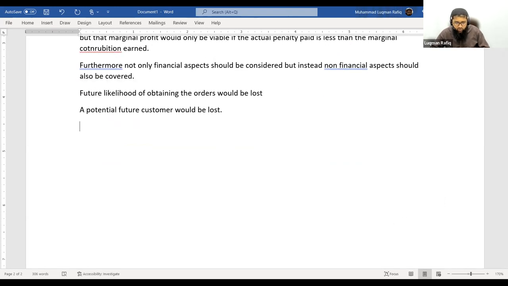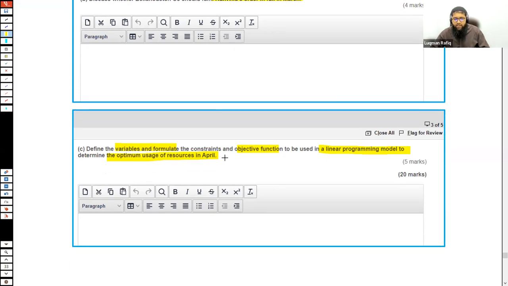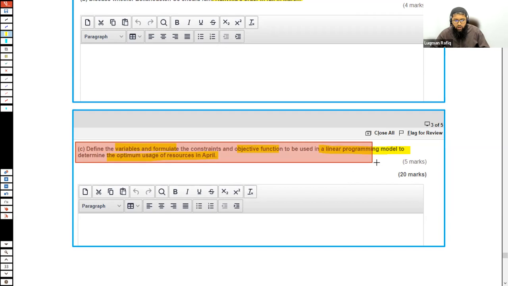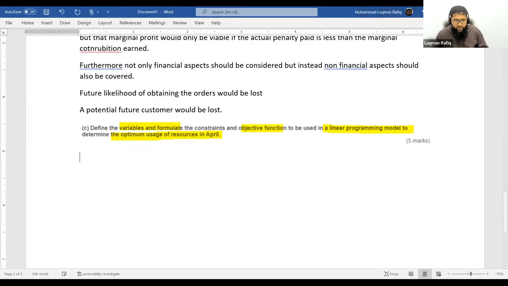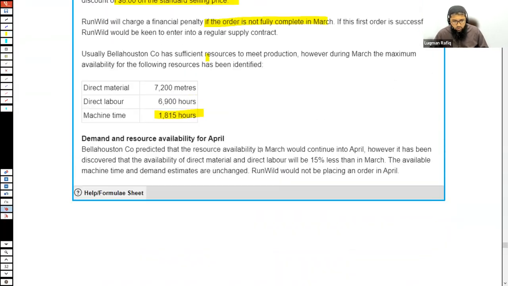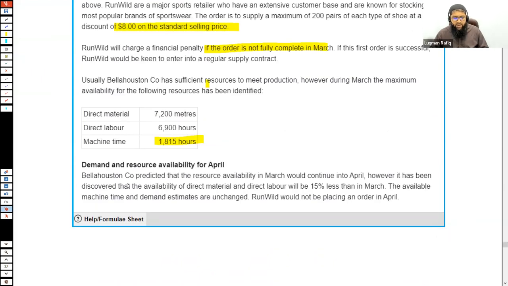Now, let's move on to the next requirement of the question. It says define the variables and constraints of the objective function to be used in a linear programming model to determine the optimum usage of resources in April. So we need to create the linear programming model for this. Bellahouston predicted that resource availability in March would continue into April. However, it has been discovered that availability of direct material and direct labor would be 15% less than in March, the availability of machine time is unchanged. Renfrew would not be placing an order in April.